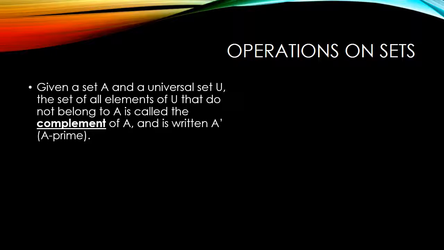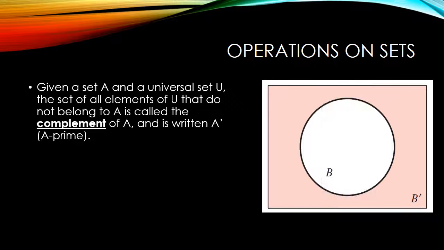Okay, some operations on sets. There are several things you can do with sets. Given a set A and a universal set U, the set of all elements of U that do not belong to A is called the complement of A and is written as A prime. Over here we've got a set called B, and everything outside of B that doesn't belong to B is called B prime. Now please don't confuse this with Optimus Prime, who is in fact a transformer.